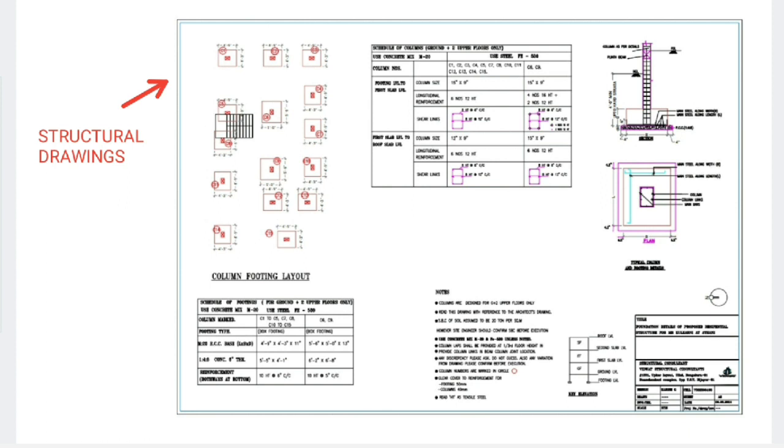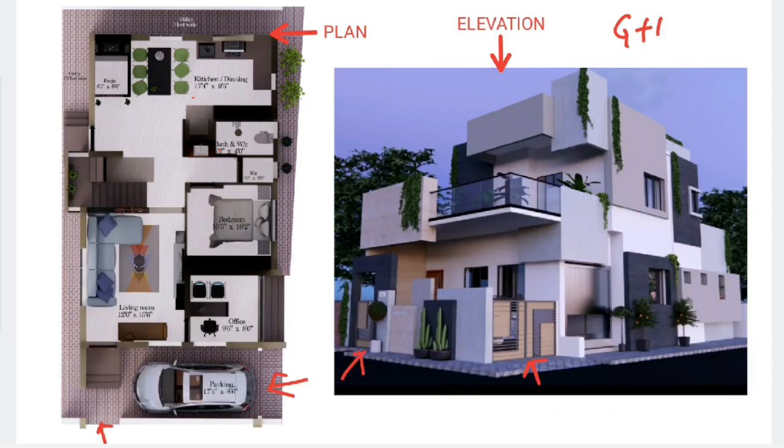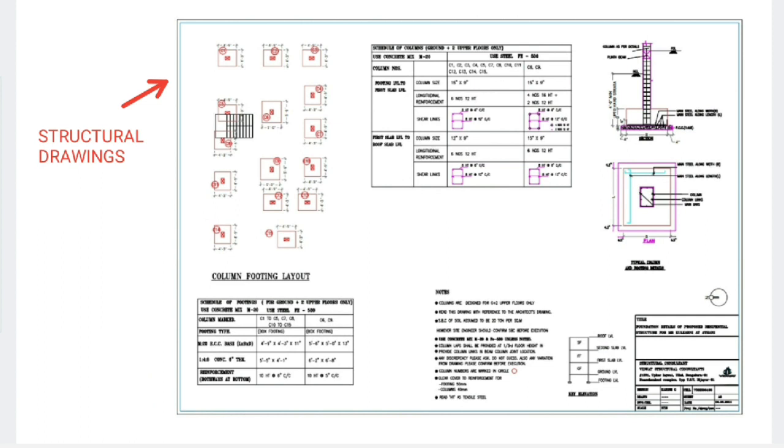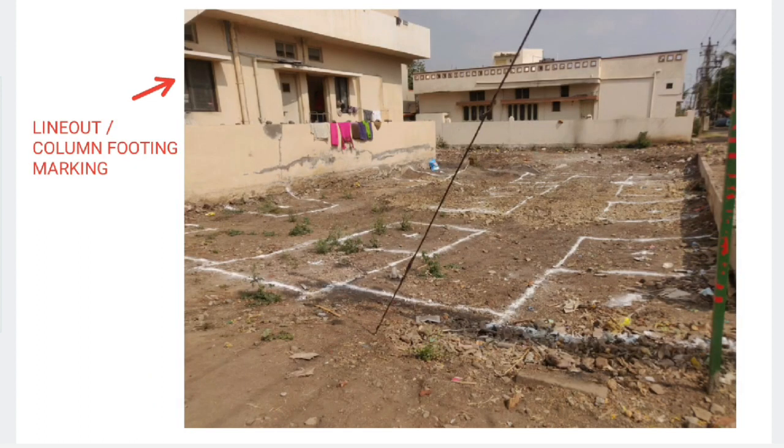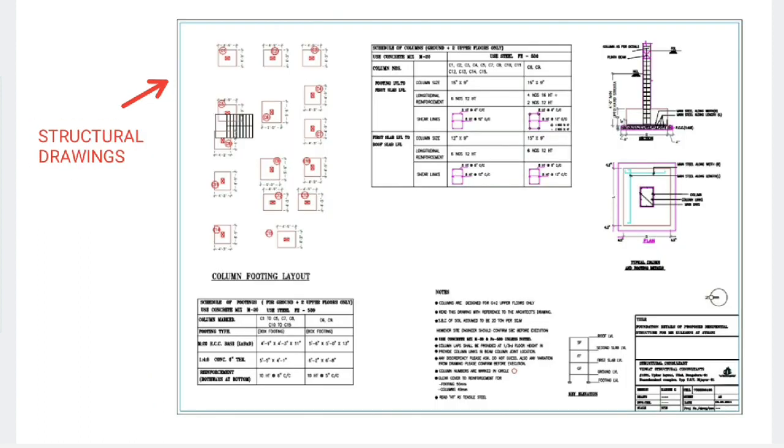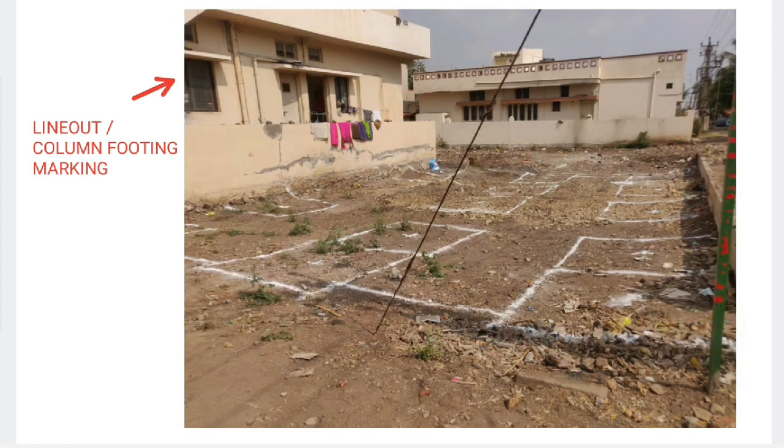Before going to the construction activity, we must have these steps. First, the site survey, then the plan, then the elevation, and once that is completed, the structural drawings. Once all the drawings are completed, we know the dimensions of the footing, the dimensions of the column, and the reinforcement, and we'll go for the center line drawing.